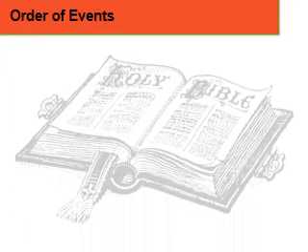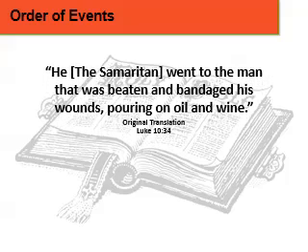Here are a couple of examples. Following the Greek wording, a literal translation of Luke chapter 10, verse 34 would say, "He, the Samaritan, went to the man that was beaten and bandaged his wounds, pouring on oil and wine." This could sound like the Samaritan bandaged the wounds and then poured oil and wine on them, or that he did all this at the same time.